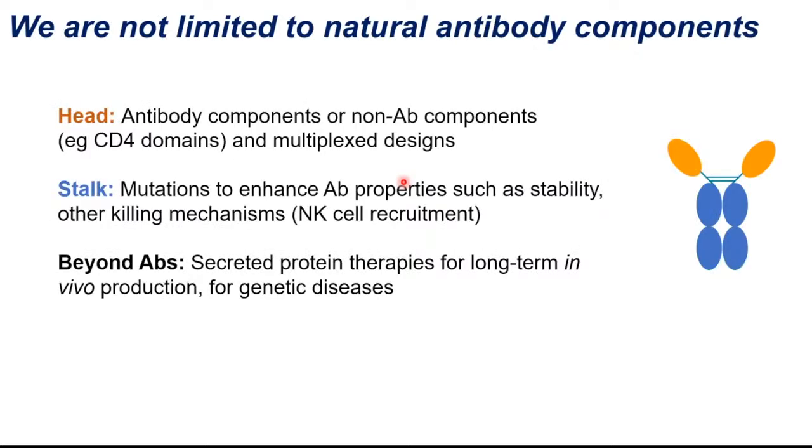So let me walk you through what I think is the flexibility of this system. Here's my cartoon with the head and what I call the stalk of these heavy chain only antibodies. First of all, in the head, we can put in antibody components. I've shown you we can use camel and llama nanobodies, but we can also use other antibody components. You may have heard of single chain antibodies, for example, and we can engineer those there. But we can also use completely non-antibody components.